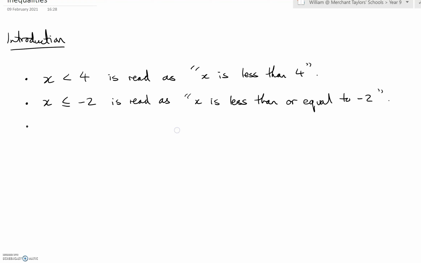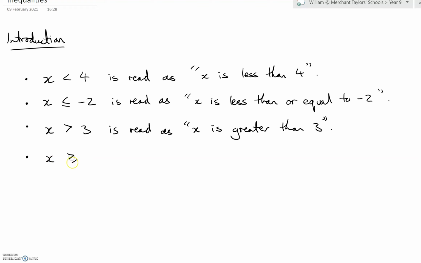And the other two inequalities are x greater than, say, 3. So this is read as x is greater than, or strictly greater than. So x must be bigger than 3, so 4, 5, 6, a million, 3.962. But I can't have 3 or anything less than 3.